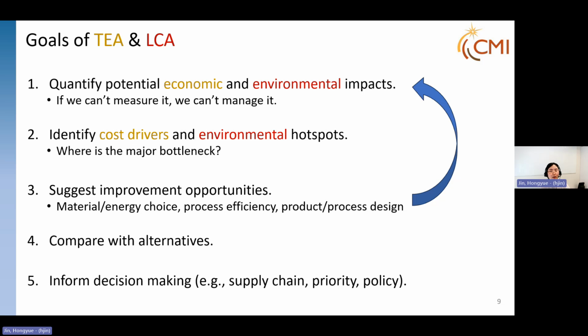And I would like to mention that TEA-LCA, especially on early stage TRL, is an iterative process. We want to go over this process from 1 to 3 or 1 to 4 iteratively to continuously improve the technology. And finally, it can help inform decision making, such as supply chain configuration, priority setting, or policy setting information.